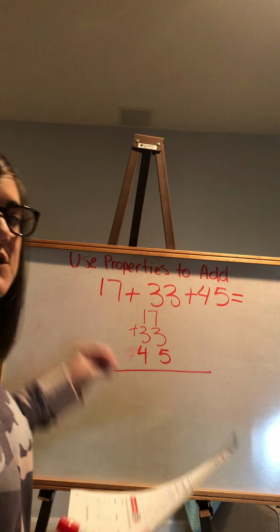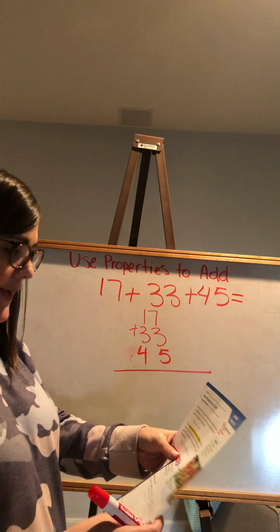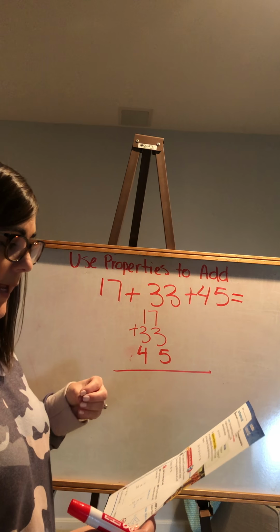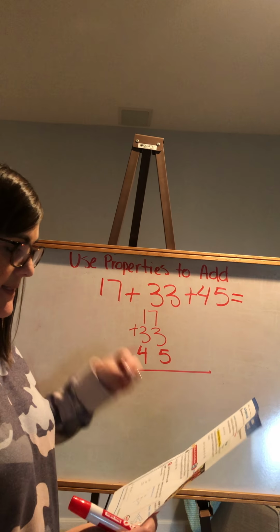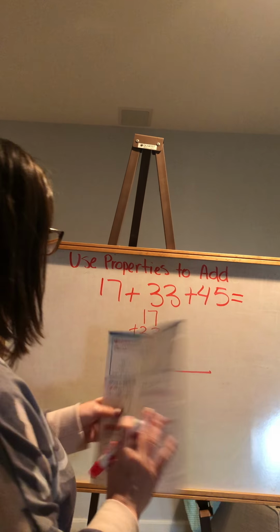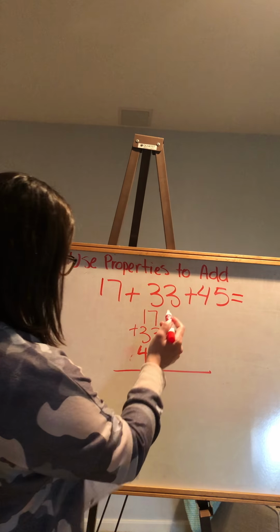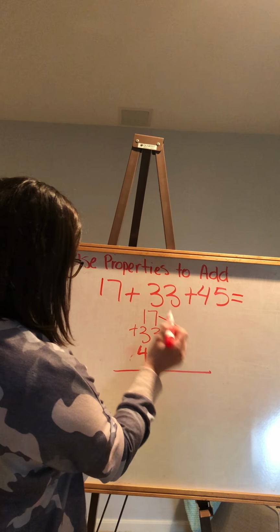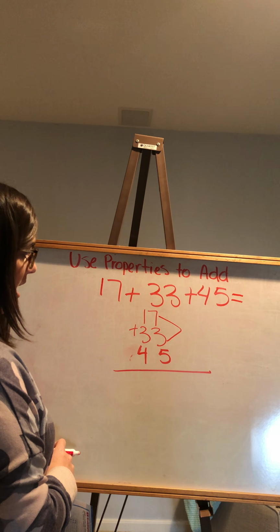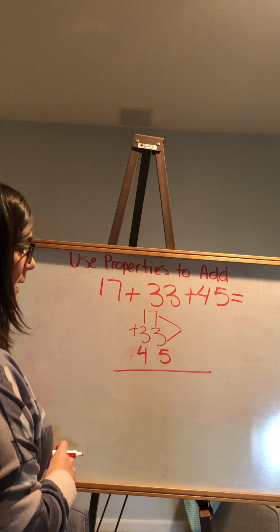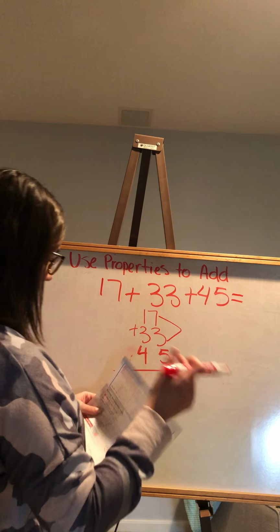Now, this is the associative property. Remember, the associative property is when you can group addends in different ways and still get the same sum. So, let's take these two numbers, okay? And we are going to add them and see what we get.